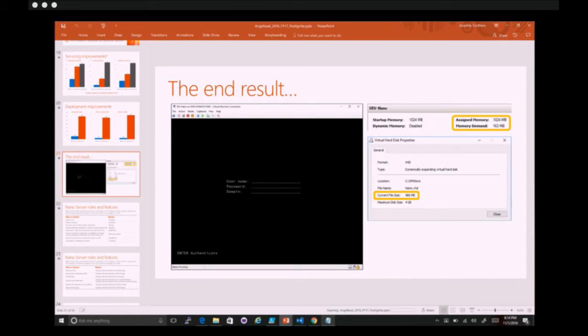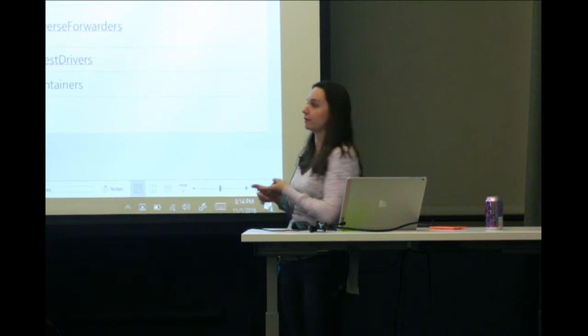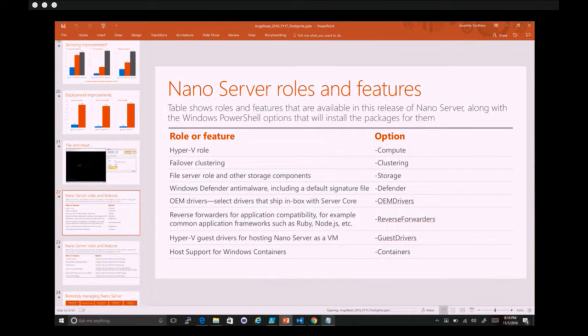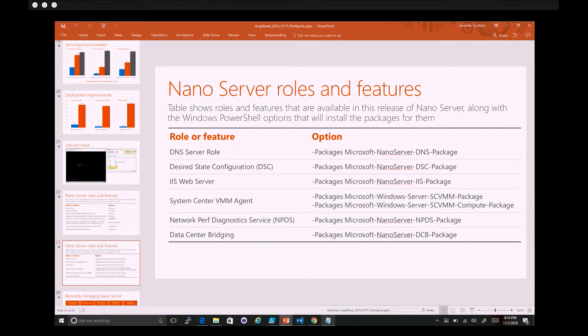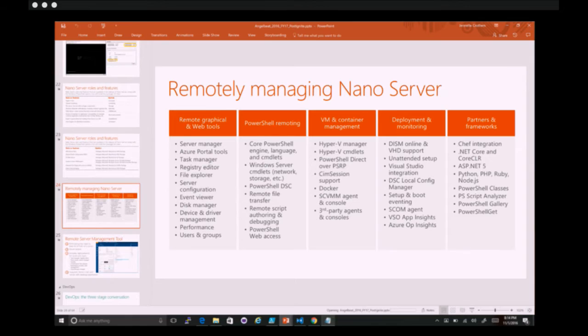You can manage it with the full GUI tools, your RSAT tools and stuff like that. Connect it up and you can get the same info, get the logs, all that sort of stuff, but you need to manage it remotely using RSAT tools, using PowerShell, whatever. But you're not logging into this. Some of the roles: failover clustering, Hyper-V, Windows Defender, Hyper-V guest driver, DNS server, Desired State Configuration host, web server. So very small roles. Remotely manage it however you want. Just don't log on to the thing.